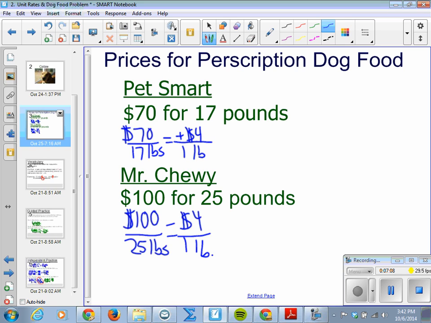So we ended up buying from Mr. Chewy, and we still do to this day. This concludes your lesson on rates and unit rates.